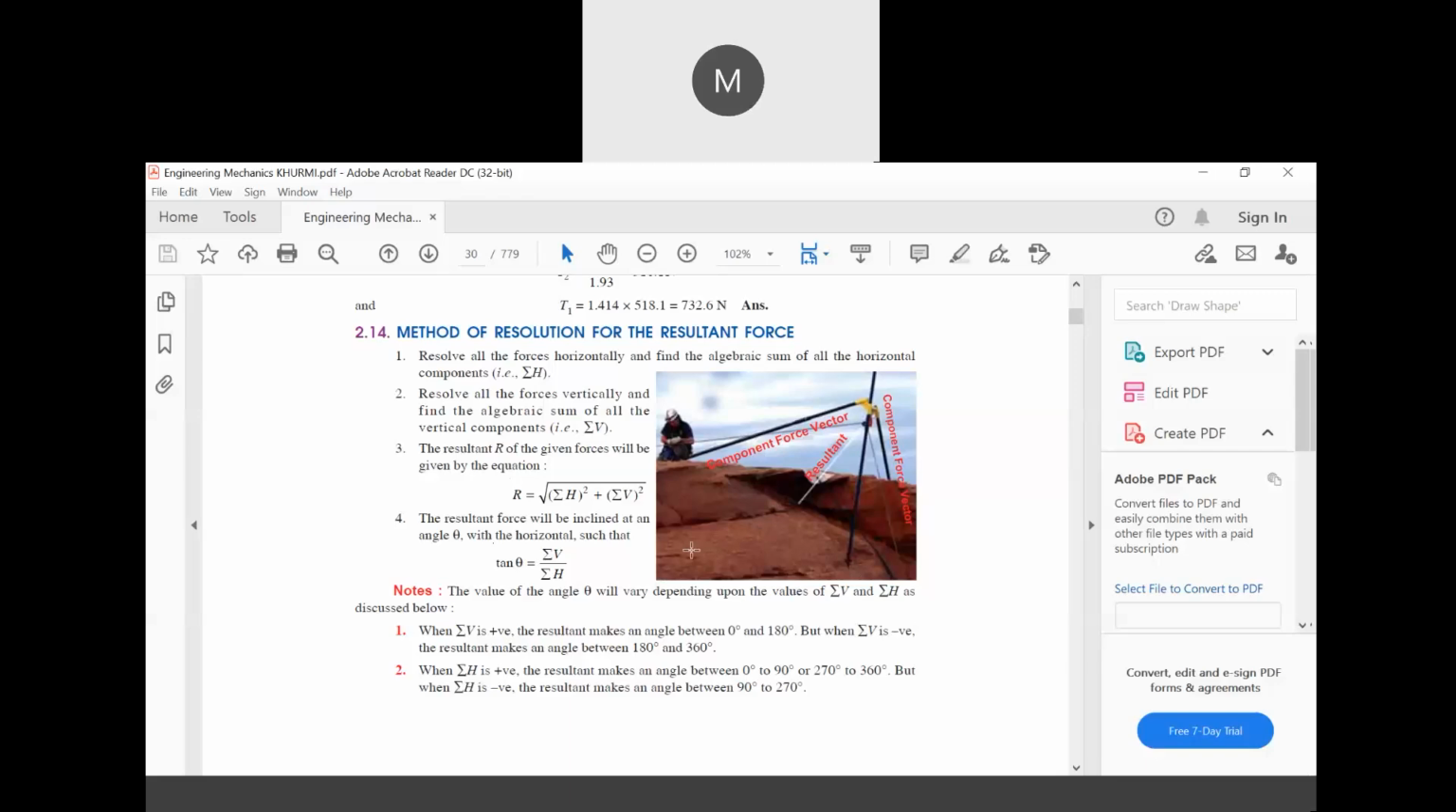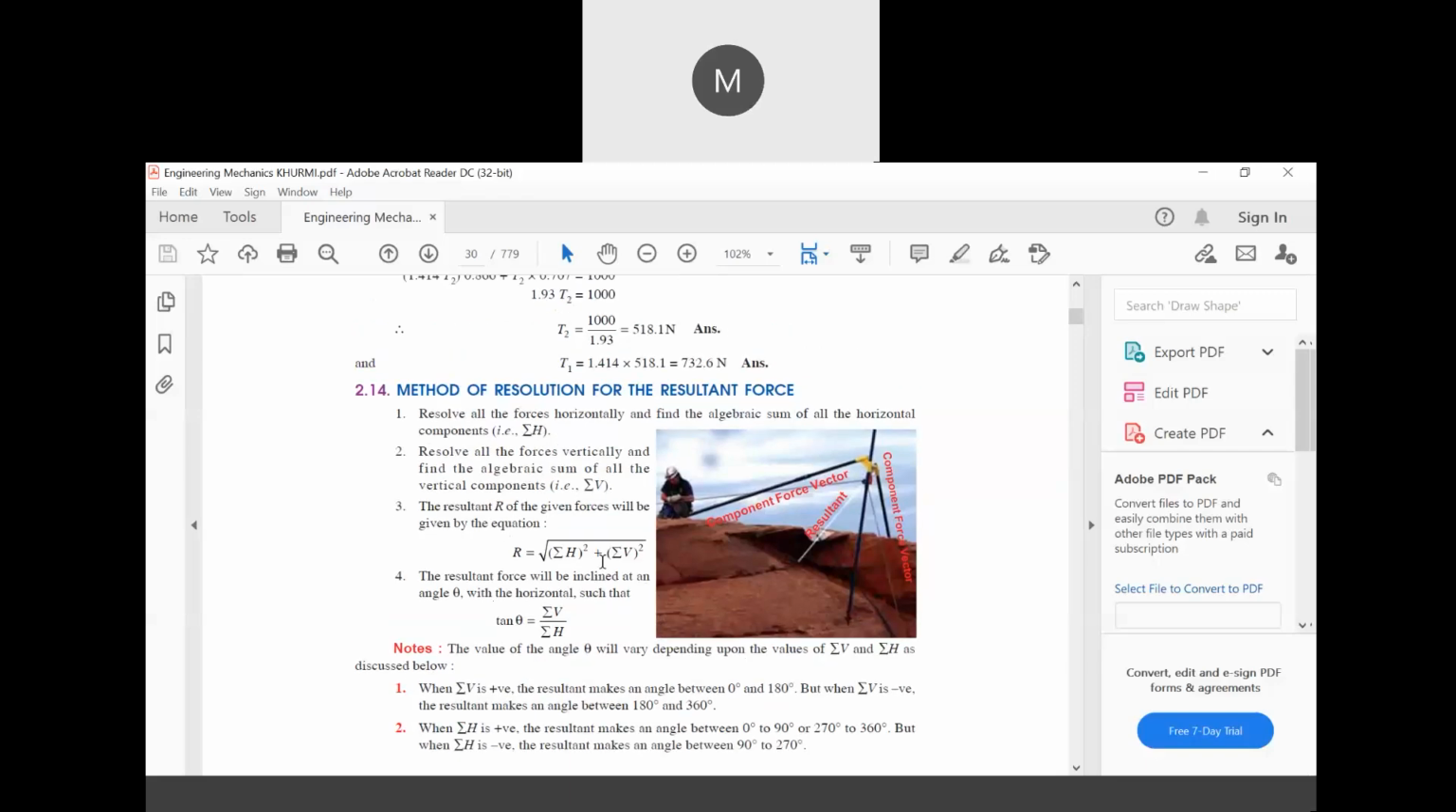Yes, sir. Okay. So in the last class, we discussed the method of resolution of forces, right? So how to resolve the resultant forces. Here, it is basically resolving to summation of horizontal and summation of vertical forces, right? And the resultant R of the given forces, if it is resolved, is given by the square root of summation of H square plus summation of V square. Okay, so this will be the resultant.